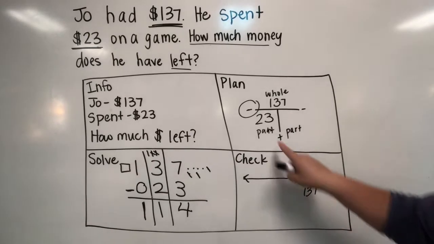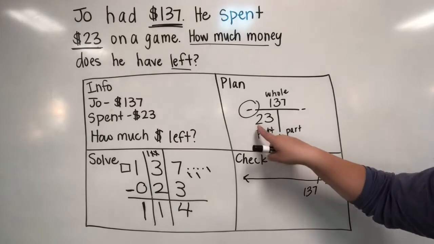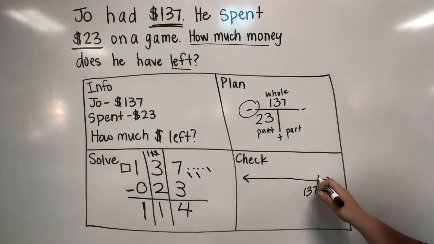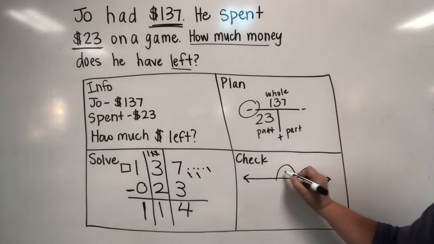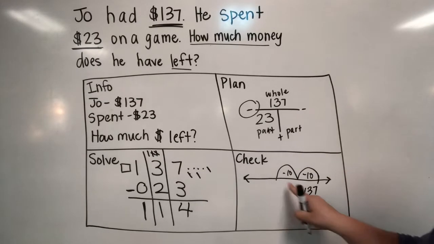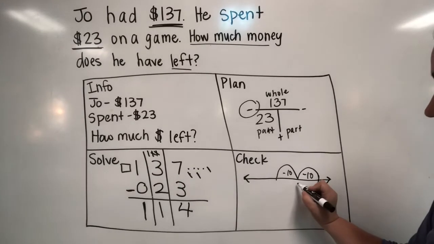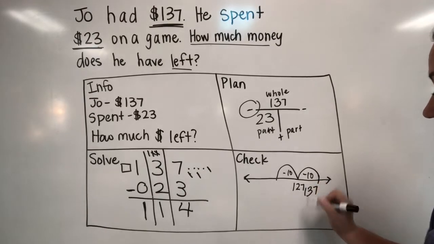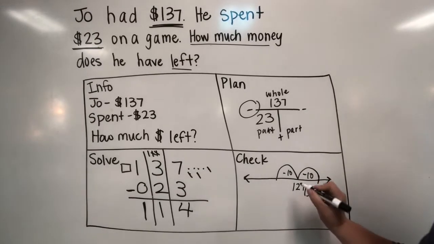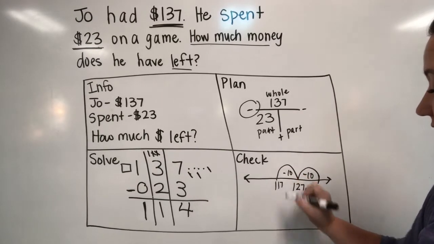137. And then I'm going to subtract 23 from it. So in the number 23, how many groups of 10 are there? There are 2 groups of 10, so I'm going to take 2 jumps backwards, and in each of those jumps I'm subtracting 10. And then I'm just going to count backwards. 137 minus 10 would be 127. And then 127 minus 10 would be 117, but I'm not done.